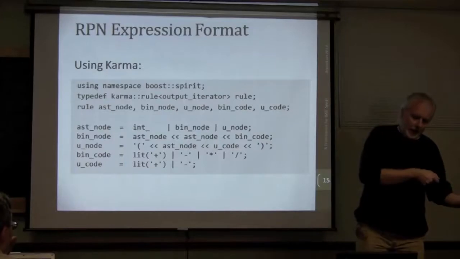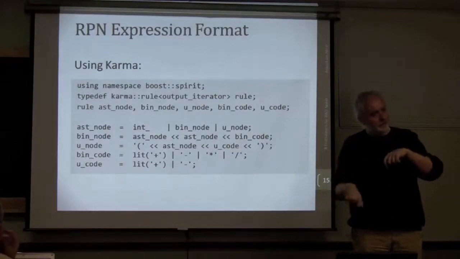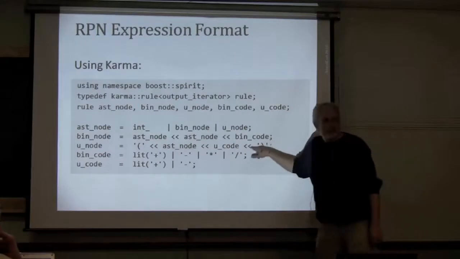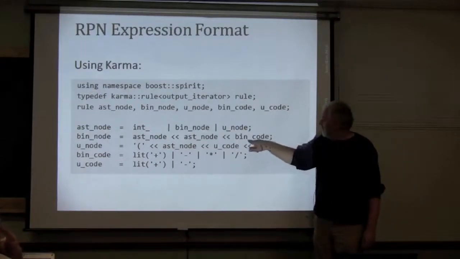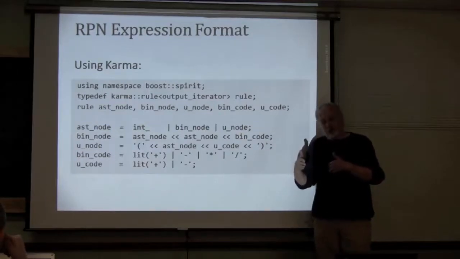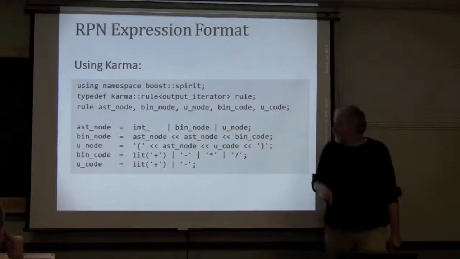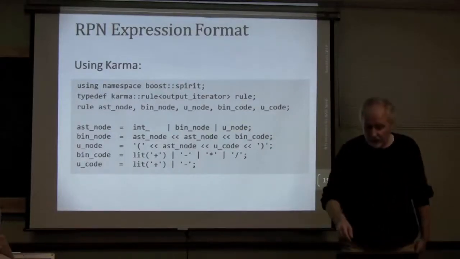Streams use left shift for output and right shift for input, and we just kept that. So if in Key we use a right shift operator to express sequences, we use a left shift operator in Karma, but that's not a principal difference.